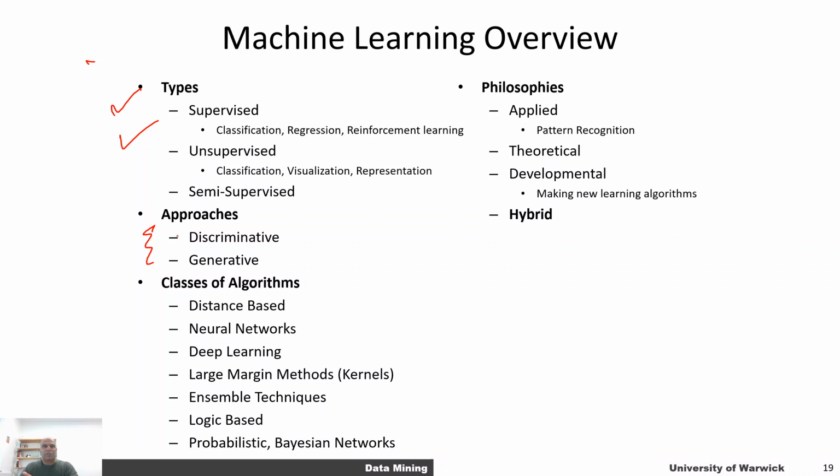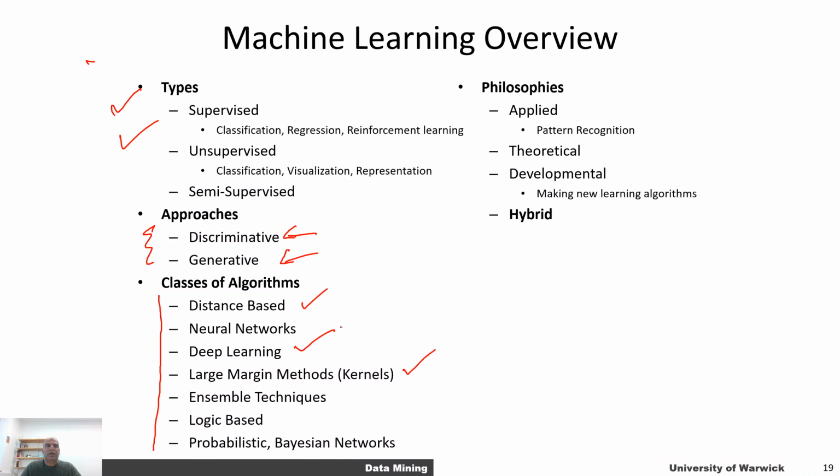And believe me, by the end of this module, you would know what each of these terms mean, even if you don't know them right now. We would also be talking about in this module different types of algorithms. So we'll be talking about nearest neighbors, and we'll be talking about kernel machines like support vector machines.